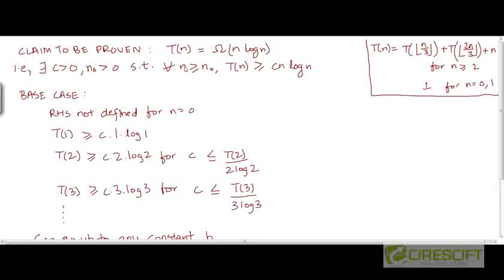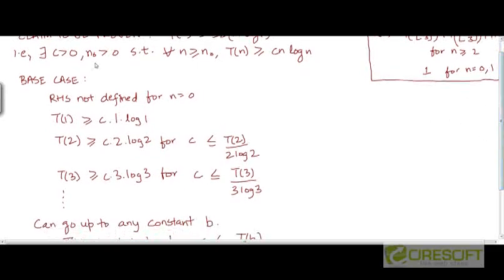More specifically, from the definition of the big omega notation, we want to prove that there exists a positive constant c and a positive threshold n0, such that for all values of n larger than or equal to this threshold n0, that is, for all sufficiently large values of n, t of n can be bounded from below by a constant multiple of n log n. This is the overall claim that we want to prove.